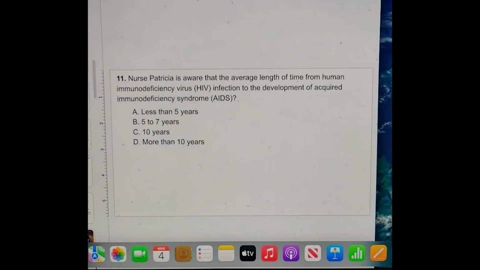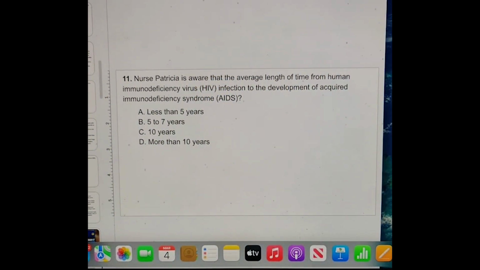All right, y'all, here we go. Question number 11, point blank, period. Nurse Patricia is aware that the average length of time for HIV infection to develop into AIDS syndrome. How long does it take for HIV to become AIDS? Less than 5 years, 5 to 7 years, 10 years, more than 10 years. What are we thinking?